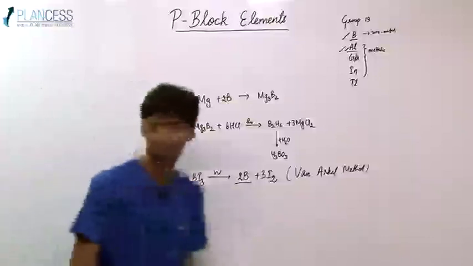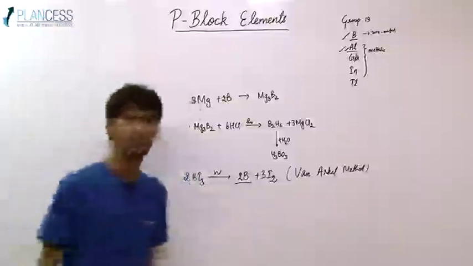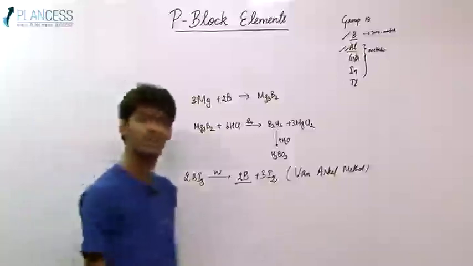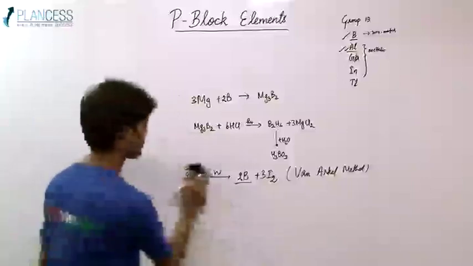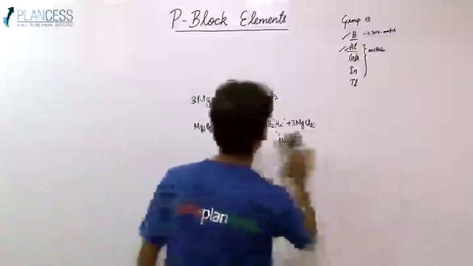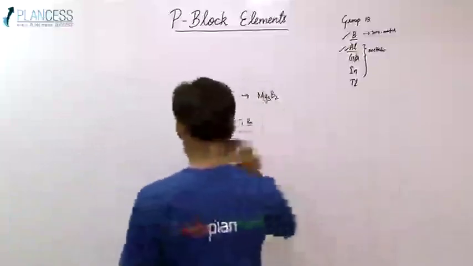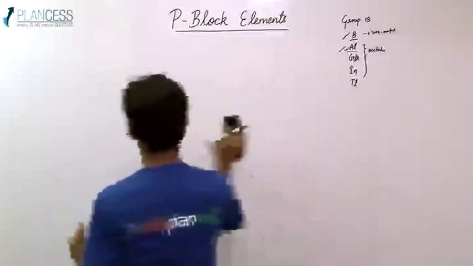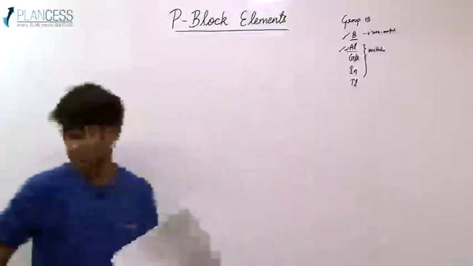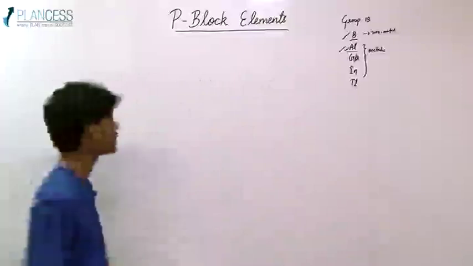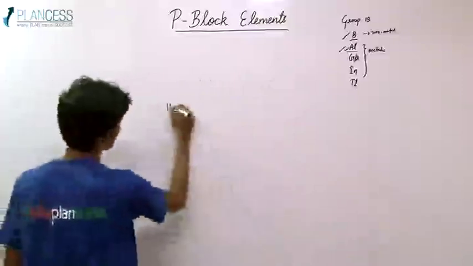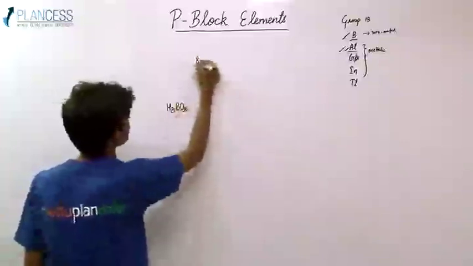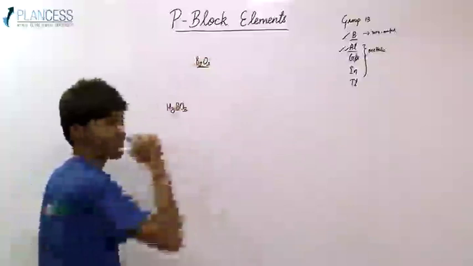Now, that was all about the reactions of boron, its reactivity towards air and water, and about acids and alkalis. Now we will study the important compounds of boron, and first would be B2O3, that is boron trioxide. Its preparation is quite unusual. We are studying B2O3, that is boron trioxide.